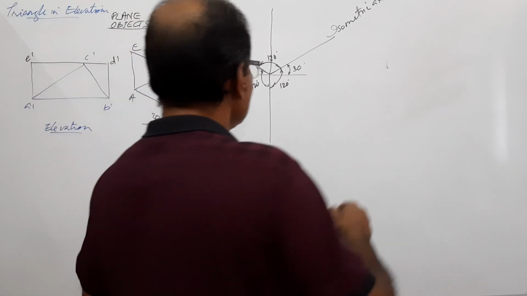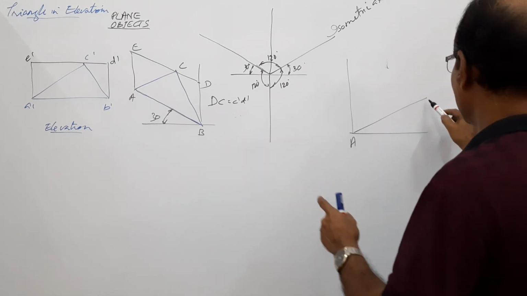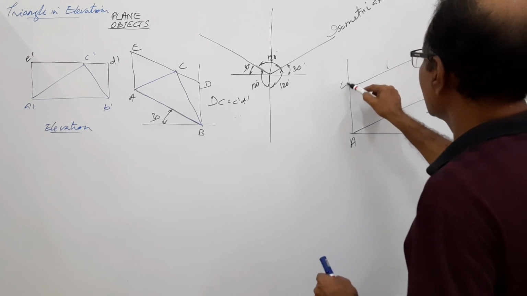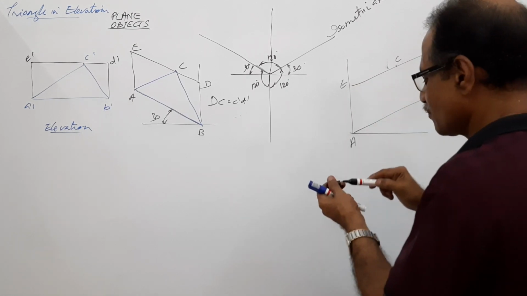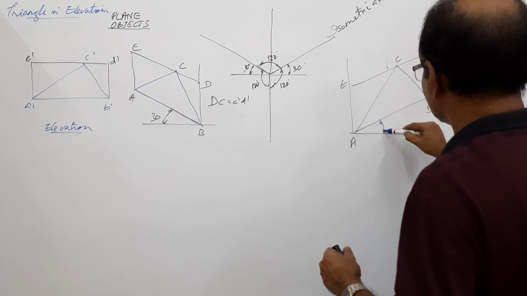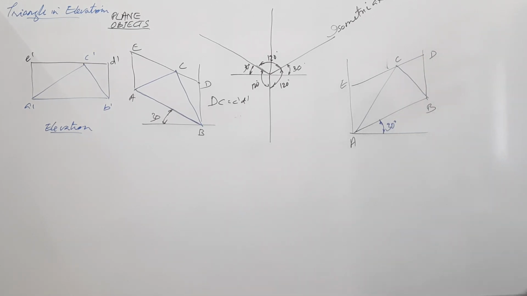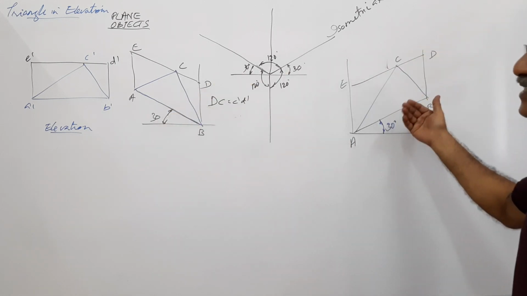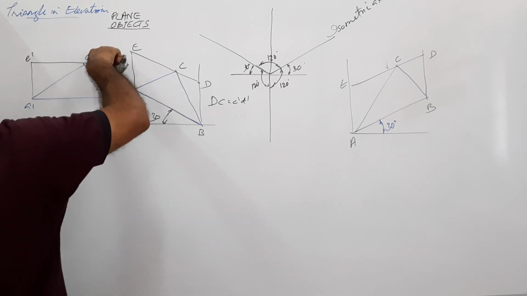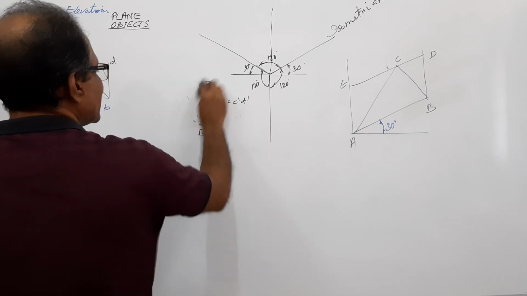You can draw them to the other side also. A, B, D, E, C. Agreed? So this is a triangle seen in elevation. This also is a triangle seen in elevation. Now you can draw the triangle seen in plan. What you have to do is simply remove these dashes and then draw once again.